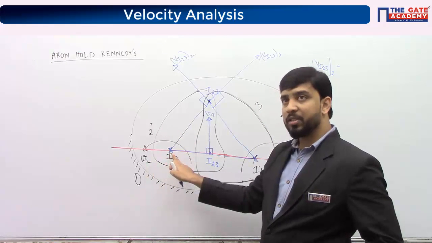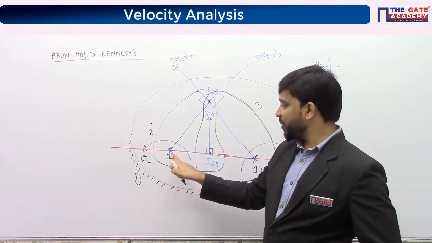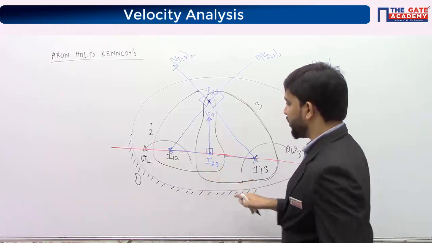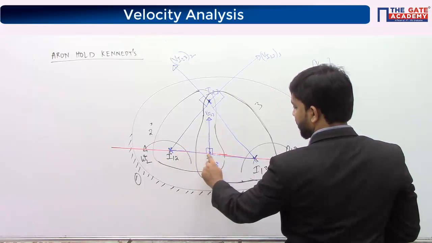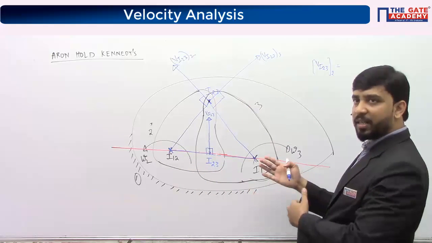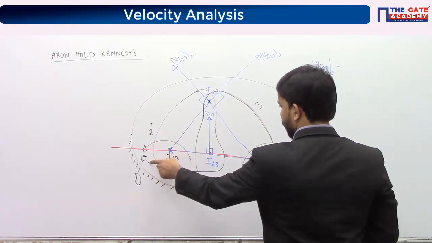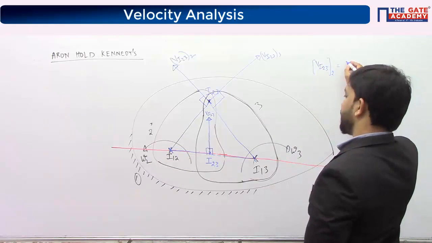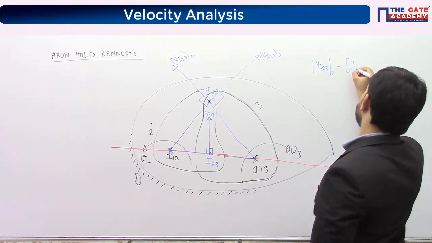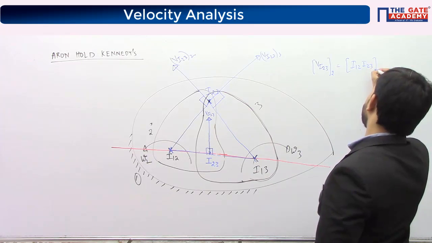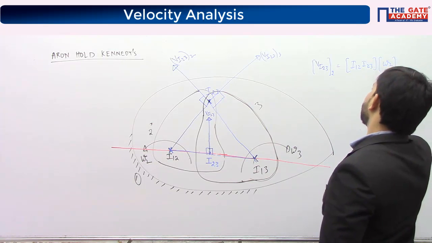This is the center of rotation of body 2. I want to find out the velocity of this point. This is the radius, okay? Velocity of any point on a rotating object is r times omega, right? So this is r and that is omega. So the velocity of I23 is r times omega. Here r is I12 to I23, and omega is omega 2.